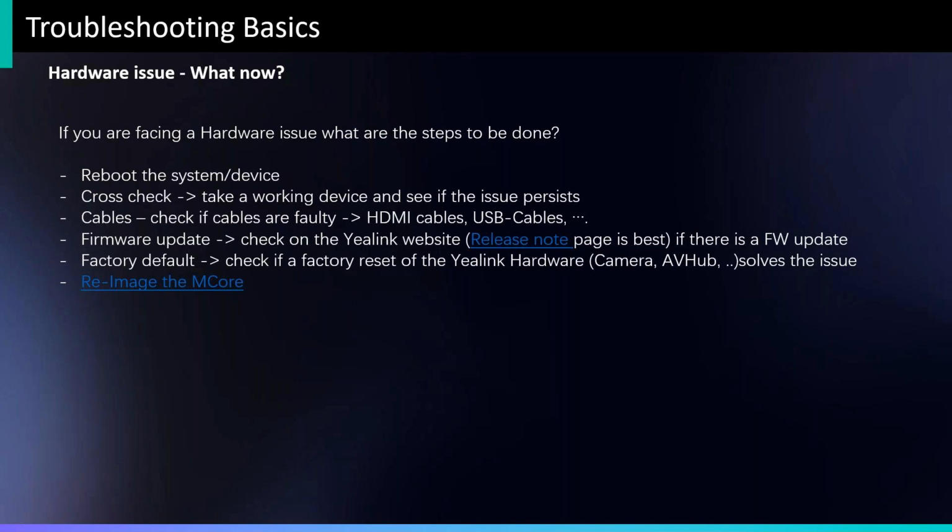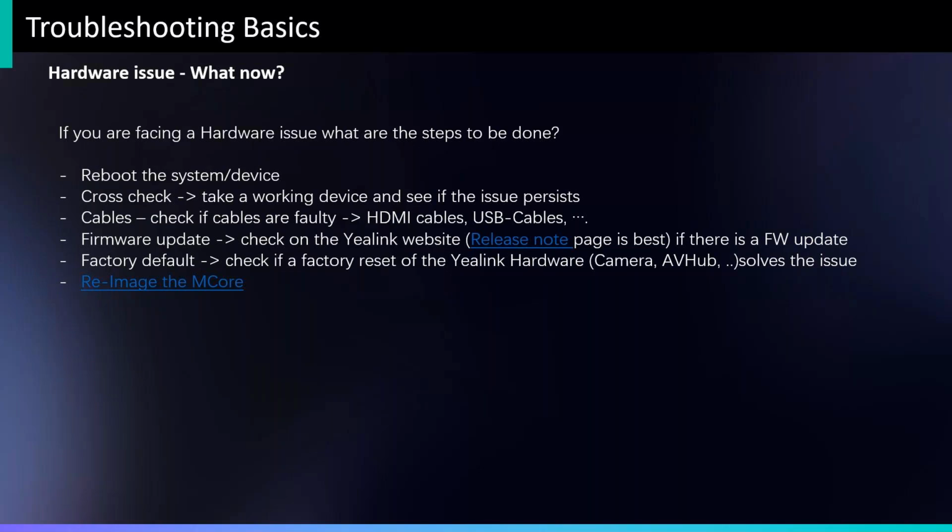Cables: check if cables are faulty, HDMI cables, USB cables, that kind of stuff. Firmware update: check on the Yealink website. Use the release note page. The link is also in the appendix. That's the best because there are also release notes. And it's not only in phone systems where release notes have very important information inside. It's also the case here.